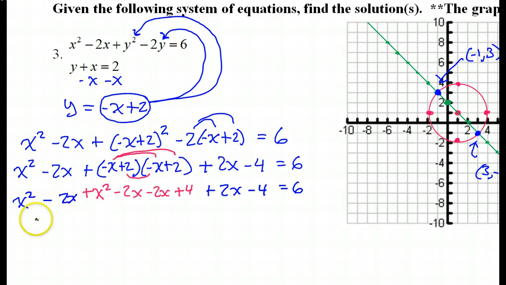I've got x squared plus x squared, so that's 2x squared. Now let's do all the x terms. I've got this, and this, and this, and this. I've got 4 x terms. Now look, the negative 2x and the positive 2x will just cancel each other out. So I've got negative 2x and negative 2x, so that makes negative 4x. That was the x's, and then that just leaves these constants. I've got a positive 4 and a negative 4, so they're going to cancel each other out too. So really that just leaves equals 6.